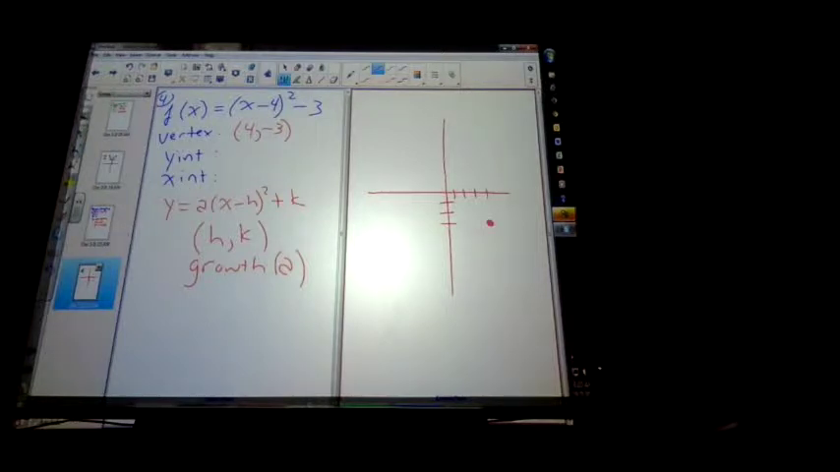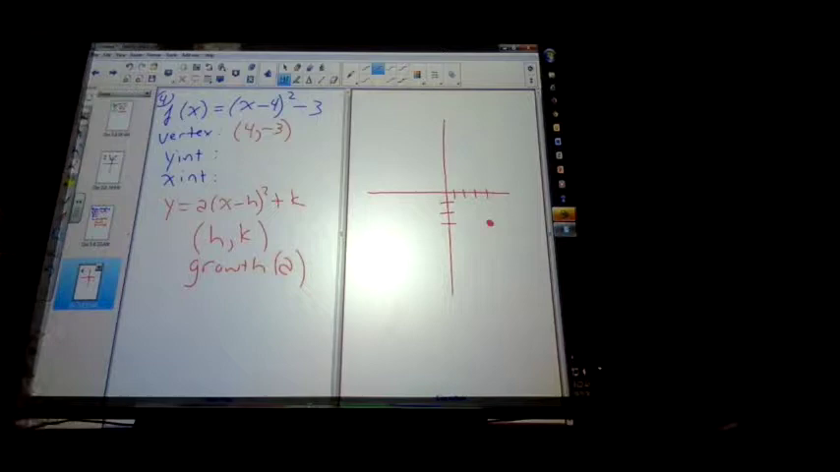Do I have enough information right now to do the y-intercept? No. Why not? What form does it need to be in to do the y-intercept? Standard form. This is vertex form. So if I wanted to find out where it crossed the y-axis, I would have to go x minus 4 times x minus 4, combine like terms. Whatever my constant would be is where it crossed the y-axis. This one will cross the y-axis, but I don't know right now where. So I'm going to hold off on that, and on the x-intercept for right now.